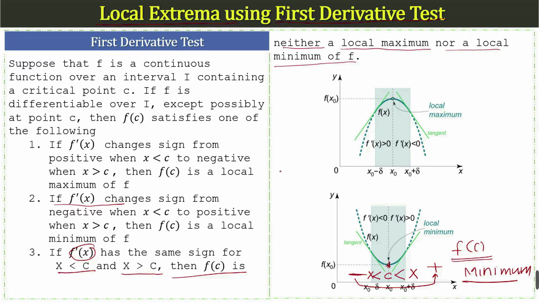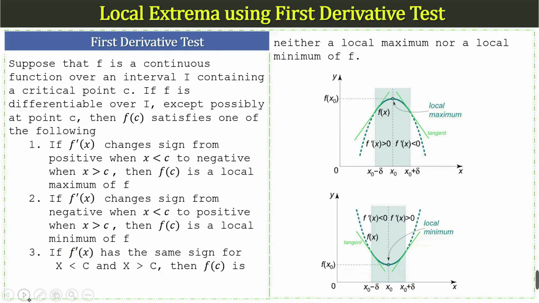We have seen that when the derivative changes sign from positive to negative, the function has a local maximum, and when it changes sign from negative to positive, the function has a local minimum. Now we discuss an example related to the first derivative test, and we will find the local maximum and local minimum using the first derivative test.